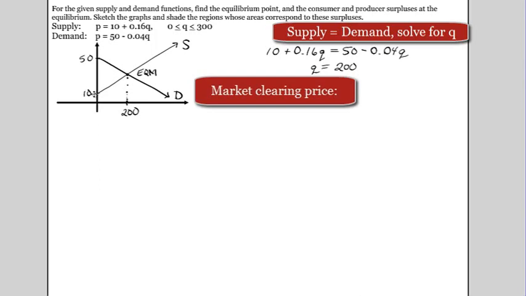To find the market clearing price, we'll substitute the quantity we just found, 200, into either the supply or the demand functions. It doesn't matter which one we pick. So let's choose the supply function. Then P equals 42.